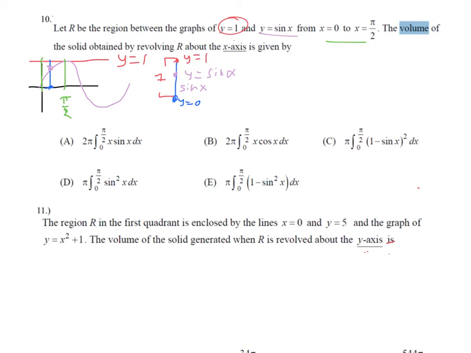Volume is equal to, because we're revolving it, we're taking the area of circles, so pi times the definite integral of our outer radius squared minus the inner radius squared with respect to x, so from 0 to pi over 2. Now we're pretty much done. It's just that 1 squared is equal to 1, and the sine of x quantity squared can be written as the sine squared of x.